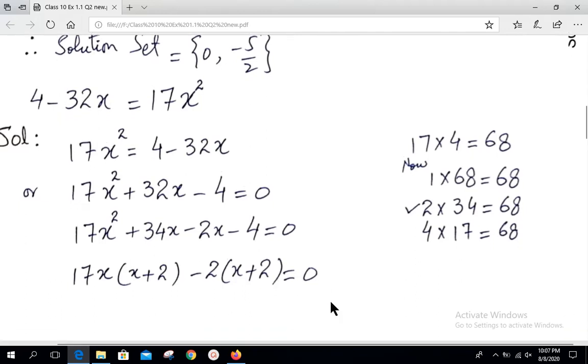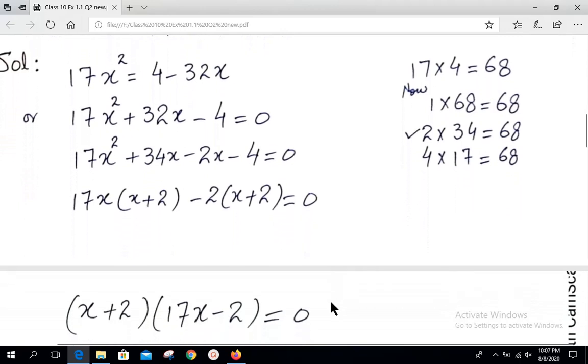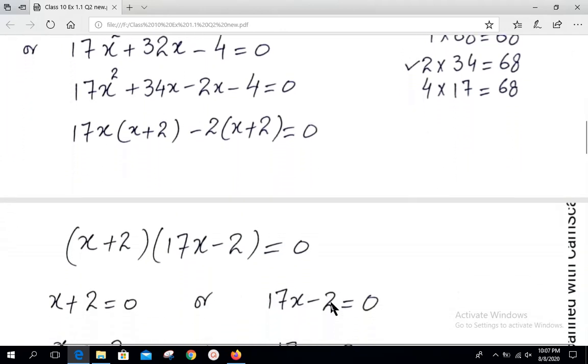Now you can observe here x plus 2 is common in both, so you can write x plus 2 into 17x minus 2. When you take x plus 2 common from this total, 17x will be left from the first. Then when x plus 2 is taken common from this total, only minus 2 will be left over here. Hope it is well clear.